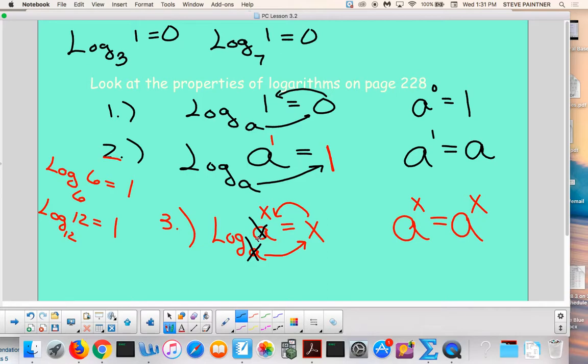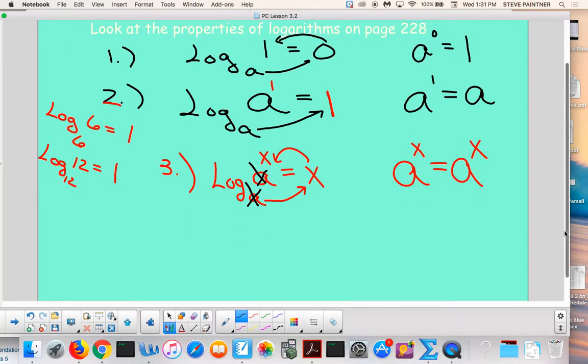Okay? So if I go like this to you, which I will on a test, if I go log of, I'll just make it up, base 7 of 7 to the 3rd, what could you do right away? You can cross out the bases and put 3. I hope it makes sense to you. 7 to the 3rd is equal to 7 to the 3rd. It makes sense, doesn't it?